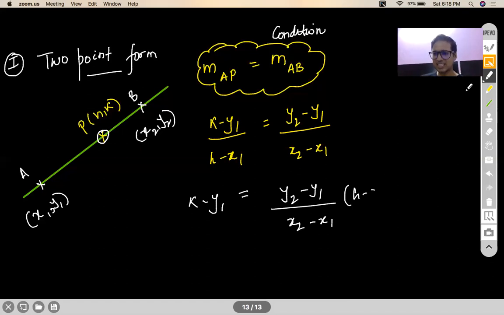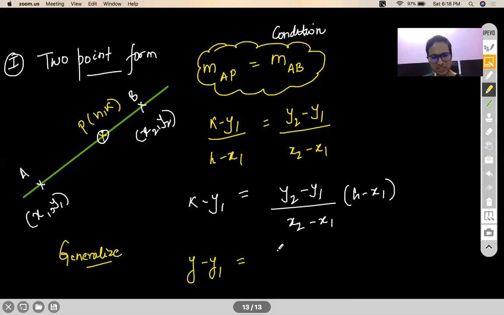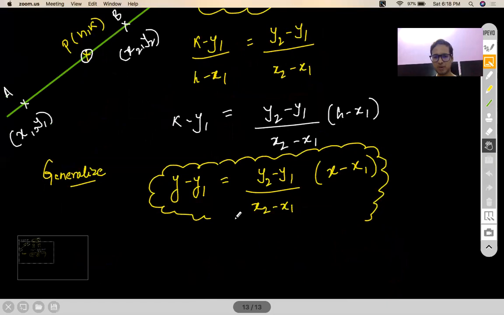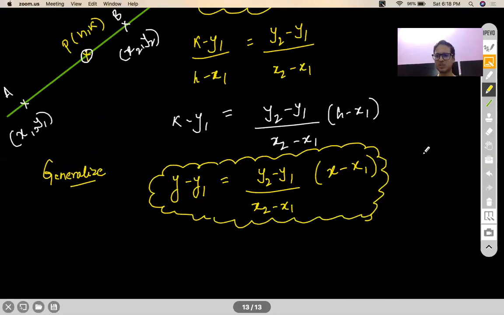Okay. Let us generalize this. So y minus y1 is equal to (y2 minus y1) by (x2 minus x1), times (x minus x1). Please make a note of this. This is what we call the 2-point form of a line. Okay, please note this down and remember it.